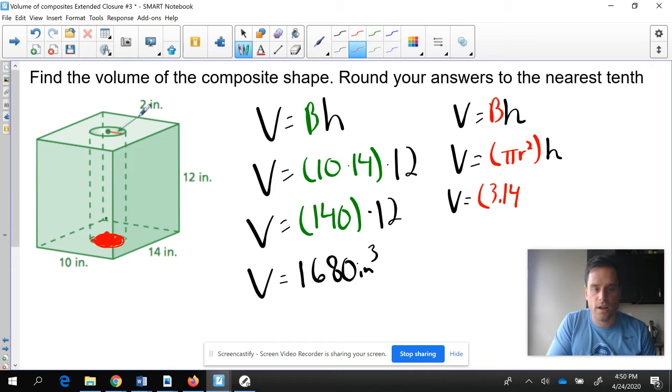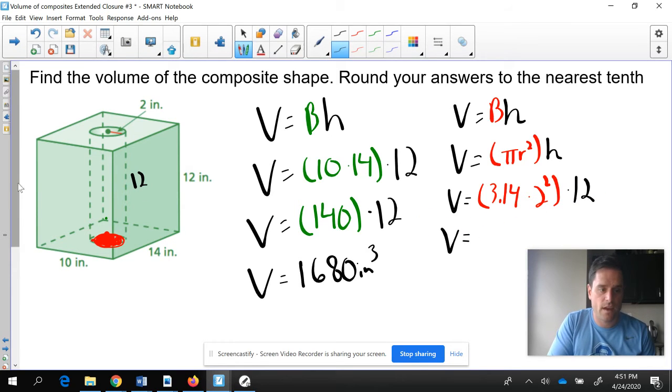And feel free to follow along and try these out on your own. The radius is 2 squared times the height. And the height, if you guys can see, if this is 12 here, then that's got to be 12 there. If it goes all the way through, this height is 12. That's going to be 12 as well.